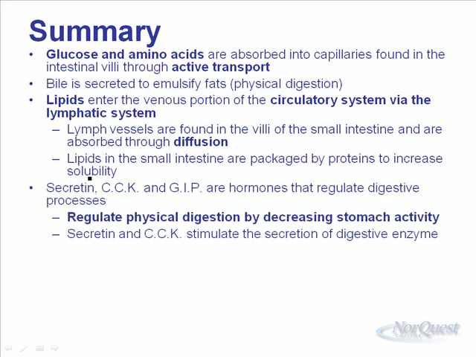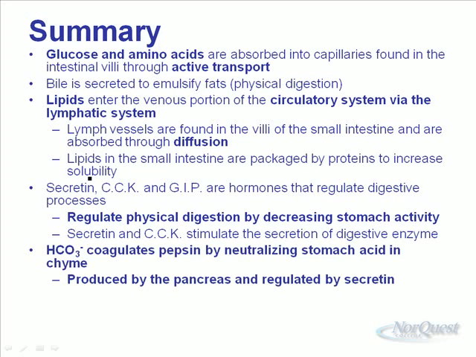There are a bunch of hormones, secretin, CCK, GIP, all there to regulate digestive processes. They all decrease stomach activity to slow down the movement of food to increase digestion time. Secretin and CCK also stimulate the secretion of digestive enzymes. Bicarbonate ions are the thing that are going to save our small intestine. They cause coagulation of pepsin and neutralization of stomach acid, and they're produced by the pancreas and regulated by secretin. So secretin is related to the production of bicarbonate ions.